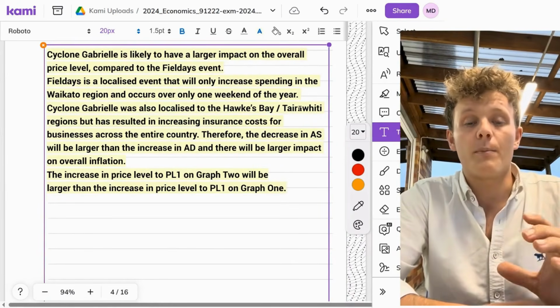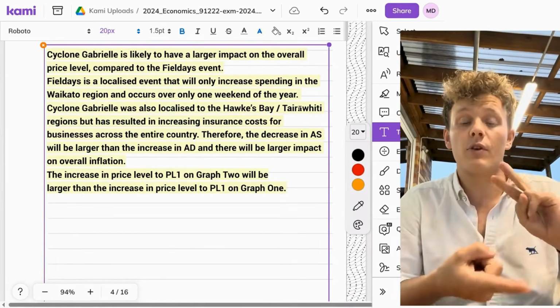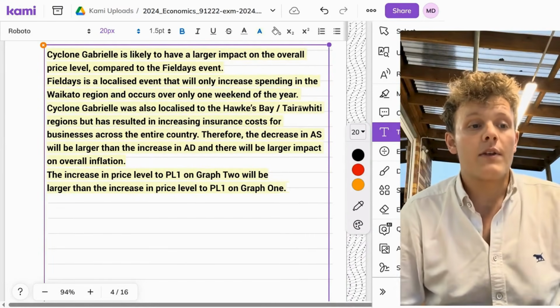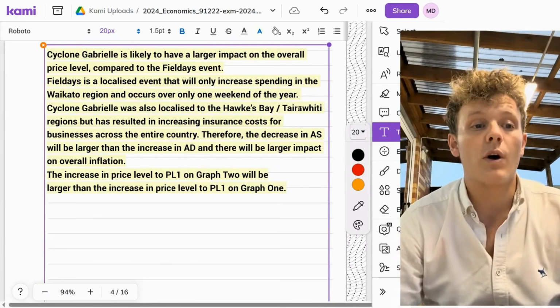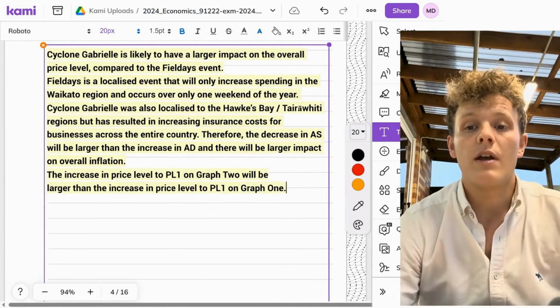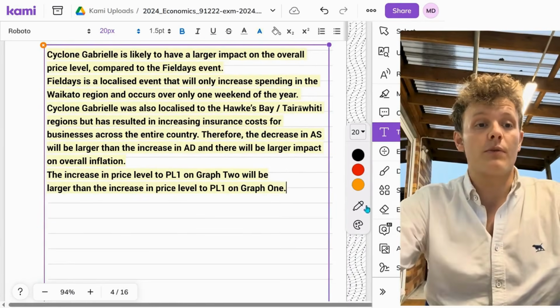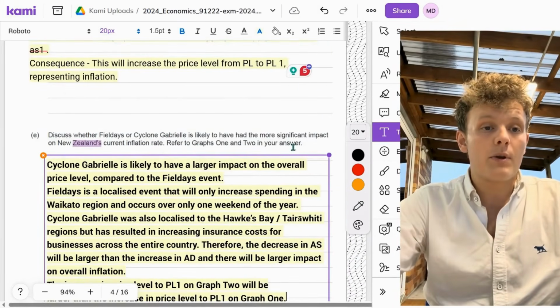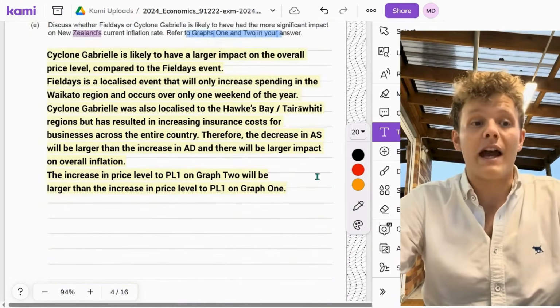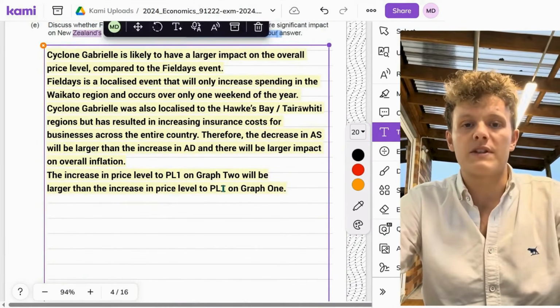So we're going to say that because it's more regions and for a longer period of time, the Cyclone Gabriel is going to have the bigger effect. The increase in price level to PL1 on graph 2 will be larger than the increase in price level to PL1 on graph 1. And we're saying that because we need to make sure that we refer to the graph up here when it says refer to graphs 1 and 2 in our answer. We cannot just say as shown on the graph, we have to put it into a full sentence.